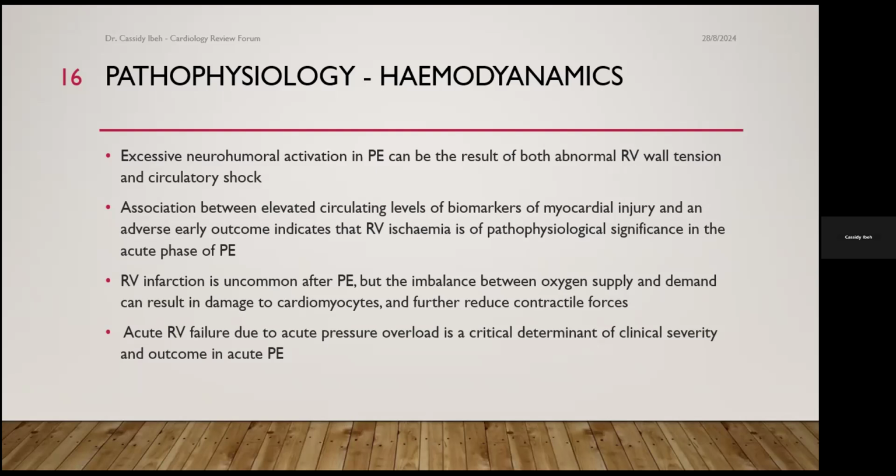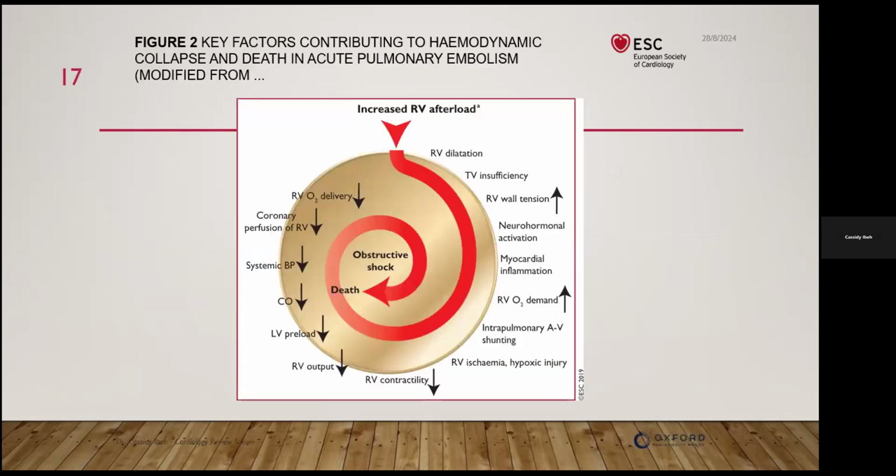Acute right ventricular failure due to acute pressure overload is said to be the critical determinant of clinical severity and outcome in acute pulmonary embolism. This is just a representation of what happens in terms of hemodynamics. Increased ventricular volume overload may lead to increased right ventricular wall tension, which results in increased right ventricular oxygen demand and right ventricular ischemia. Of course, all this affects the left ventricular preload because of the decrease in right ventricular output, which goes on to cause decreased coronary perfusion of the right ventricle.